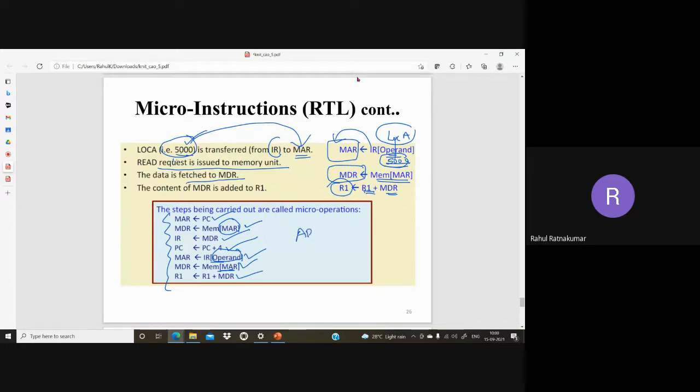What is the instruction executed? Add one register and location A. So this corresponds to a number at location 5000, while the instruction itself is at location 1000.